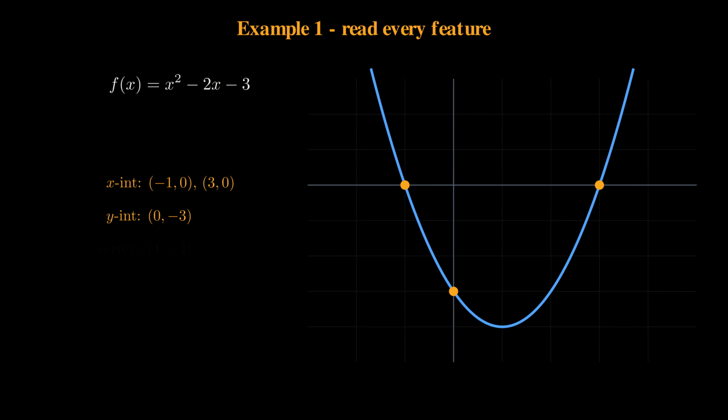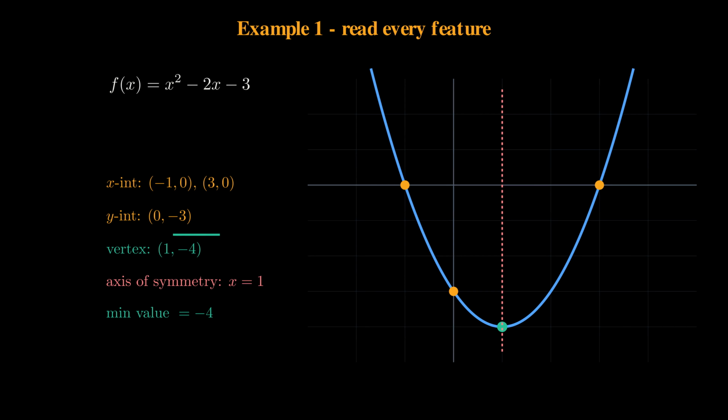Here, a minimum, the vertex. By symmetry, it sits halfway between the roots, at x equals 1. The height there is 1 minus 2 minus 3, which is -4. So the vertex is (1, -4). The axis of symmetry is the vertical line x equals 1. And the minimum value of the function is -4. Every feature labeled: full marks.